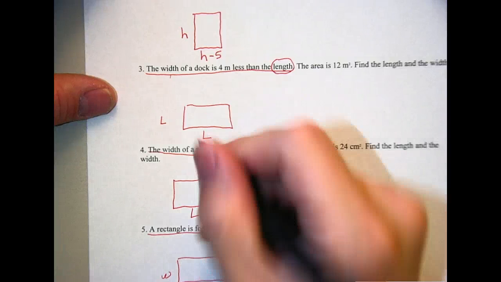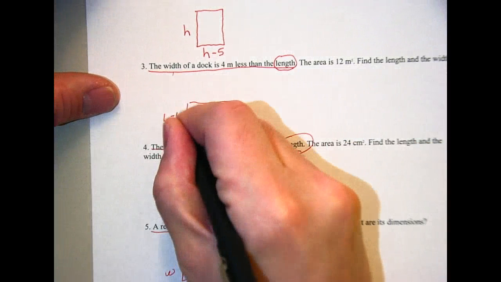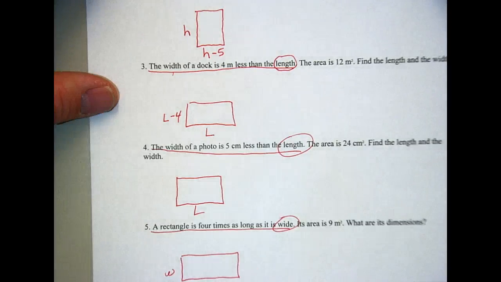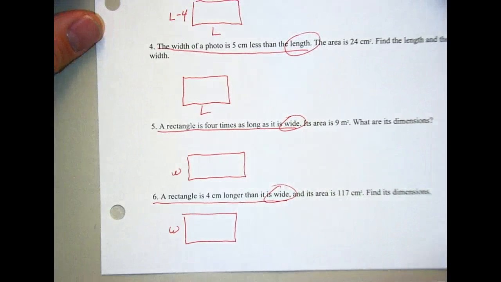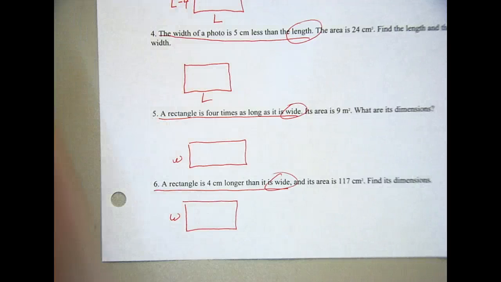Parker, what'd you do? You took away 4. All right. How many got that? Well done. I want you to do that for 4, 5, and 6, please. 4, 5, and 6. I'll be walking around if you need help.